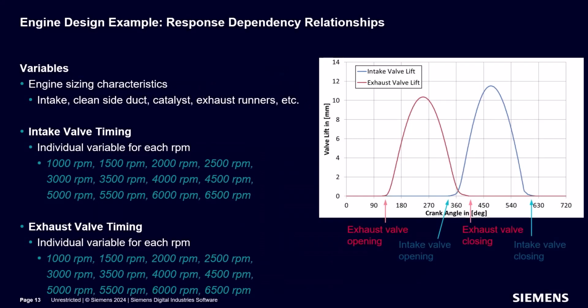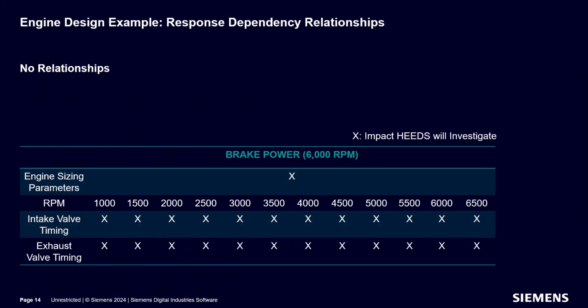Our variables include engine sizing characteristics and valve timings for both intake and exhaust, both of which have 11 variables each. Or in other words, we have one intake and one exhaust valve timing parameter for each RPM, or 22 timing variables in total. If we did not use relationships for this problem, HEADS would have to figure out for the objective the impact of each input variable on the performance of that response.